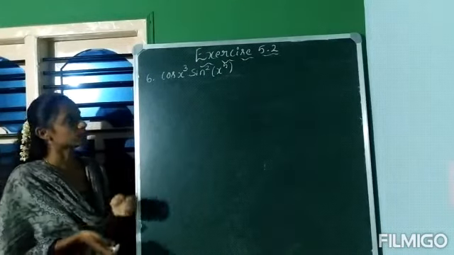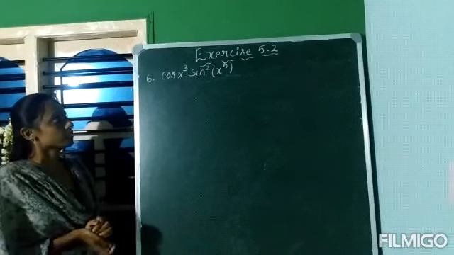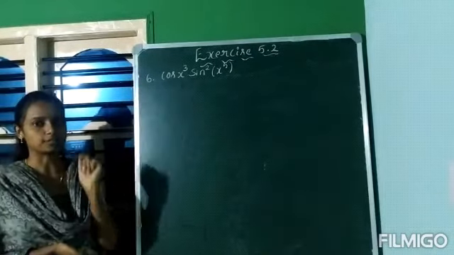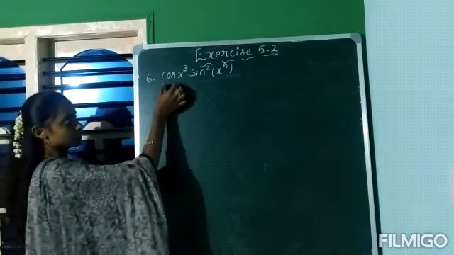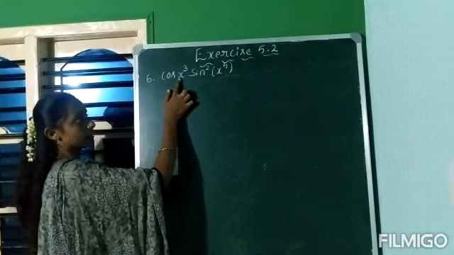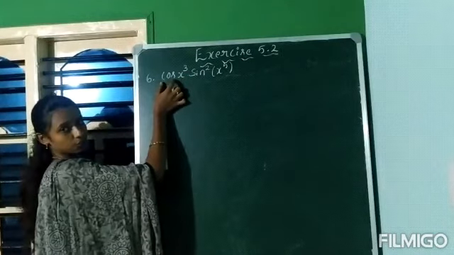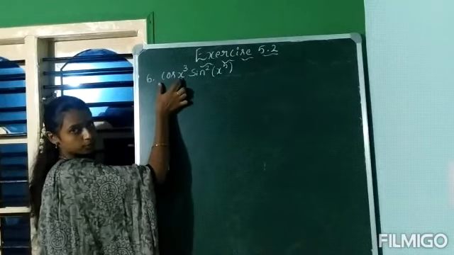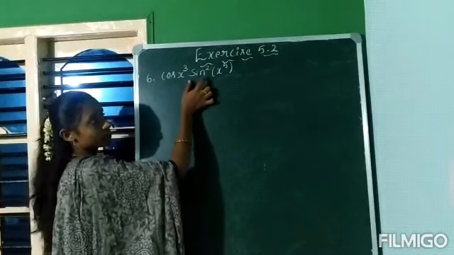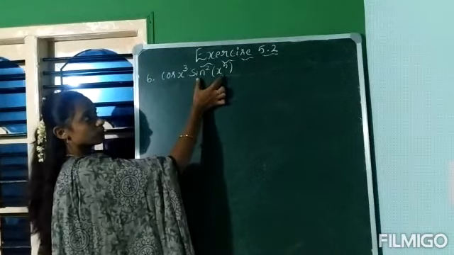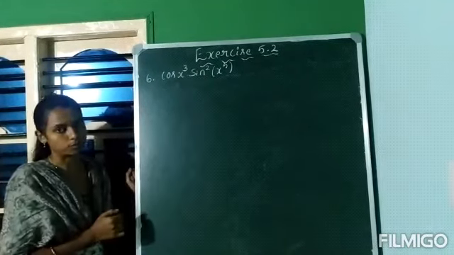Next few problems, which is the sixth one. So here is cos x cube and sin square x power 5. We can consider these two as composite functions. Why? Because cos x cube: cos is a trigonometric function, x cube is algebraic. Therefore, this is one composite. Again, sin square x power 5: sin is trigonometric, x power 5 is algebraic. Again, you need to consider this is another composite.